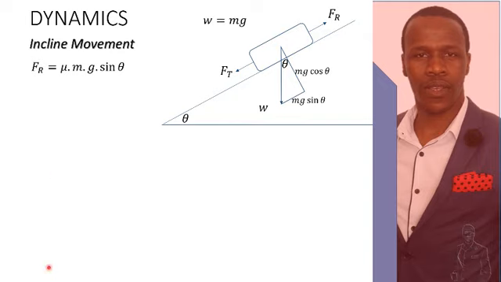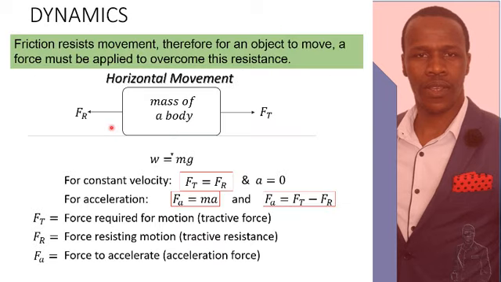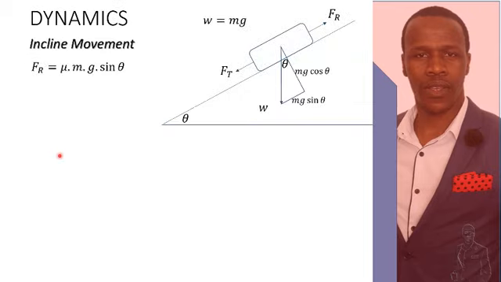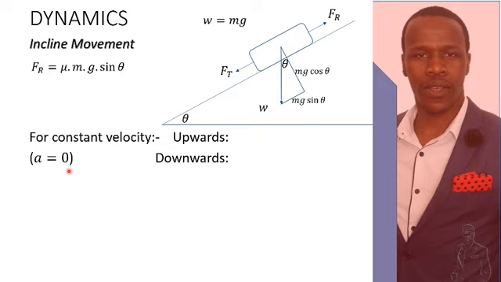Alright, now when we're dealing with horizontal movements, we had two types of concern. We have the constant velocity concern, we also had the acceleration concern. So even here we have two types. We have the constant velocity concern where we have a equaling 0, but now we can see we have two directions, down and up. So ft can either go down or go up. Now if ft is going up, let's look at what formula we're going to have. Ft will equal mg sin theta plus fr.